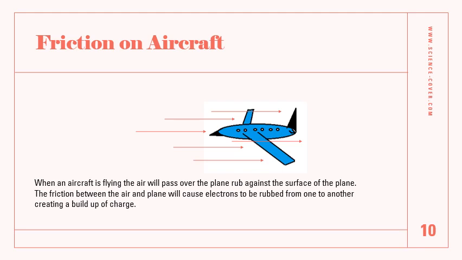So as a safety measure, a rod is attached between the ground and the plane, so the plane is grounded and the charge is discharged.